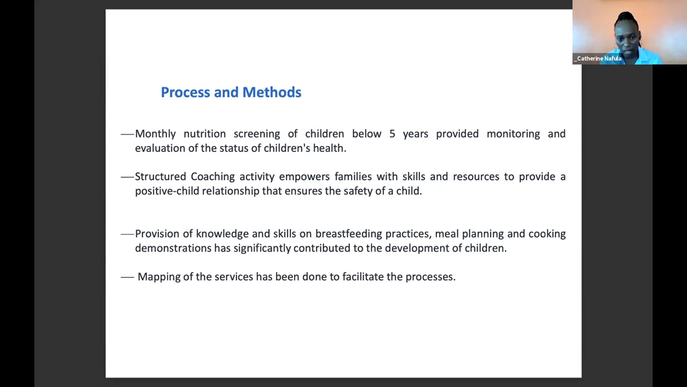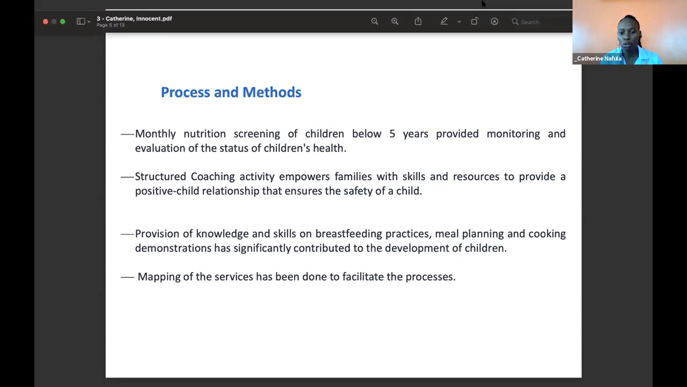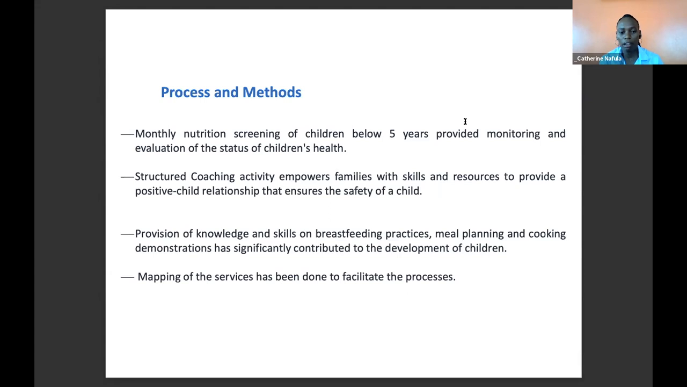Provision of knowledge and skills on breastfeeding practices, meal planning, and demonstrations has significantly contributed to the development of children. Here, the coaches ensure that a family has a balanced diet. And we all know that if a family has a balanced diet with the go, glow, and grow foods, then they are able to develop well and grow healthier. Mapping of services has also been done to facilitate the process. Different services are being mapped where our participants are linked to ensure that they receive the necessary services.